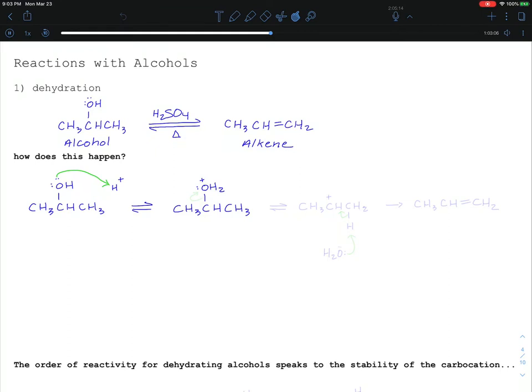Well, water is a weaker base than hydroxide, right? And so water is going to be a better leaving group than hydroxide. So we have protonated the alcohol, now creating ourselves a better leaving group. So this is just going to split, take the electrons with it, and what you get is, in this case, a secondary carbocation.